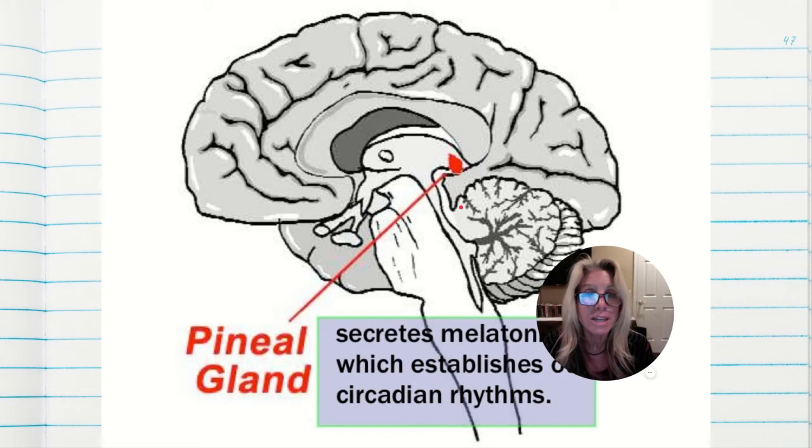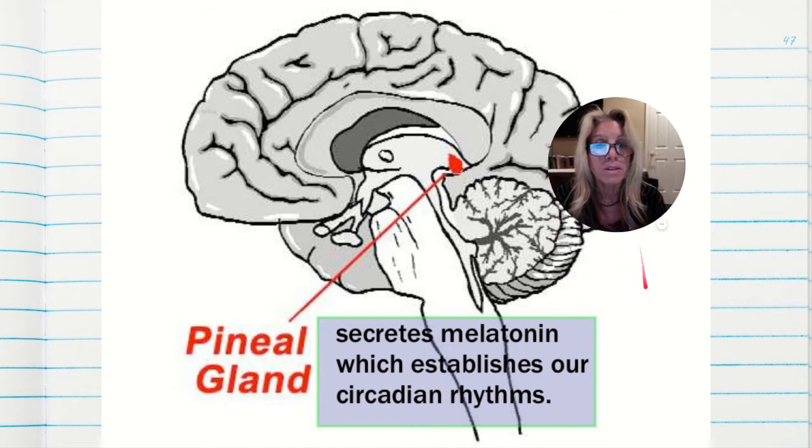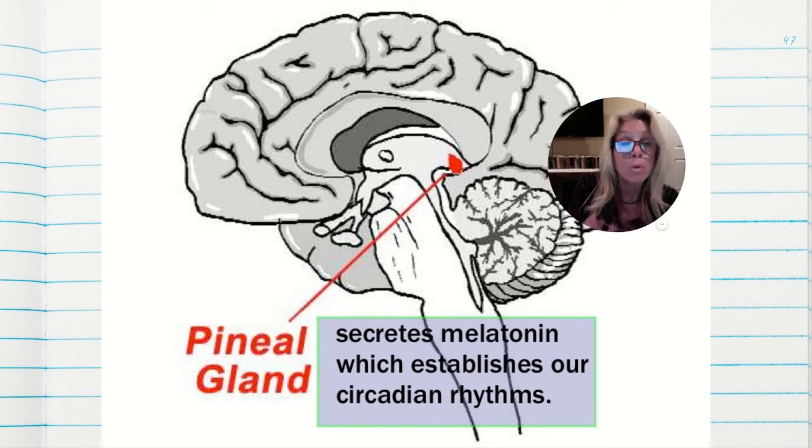Your pineal gland is located here. This is your thalamus right here. It's towards the back of it. Here is your pineal gland. And this establishes our circadian rhythms. When we want to wake up normally, when we want to go to bed. We notice this if we ever go through time changes, especially if the clock jumps ahead. It's really hard to get up in the morning because we have this set time.